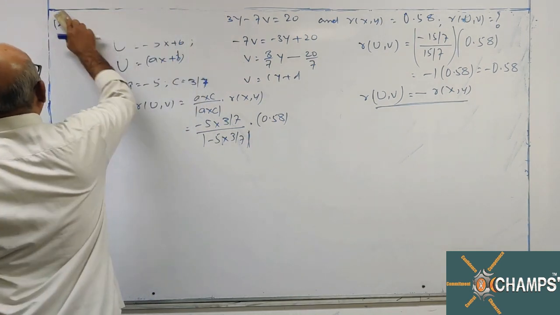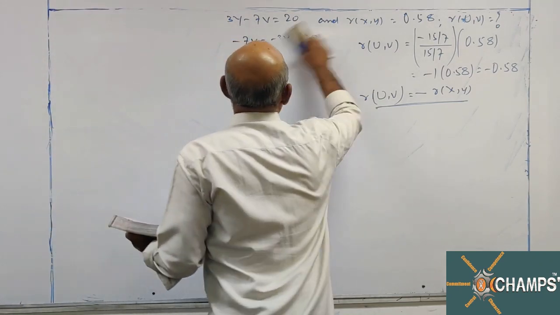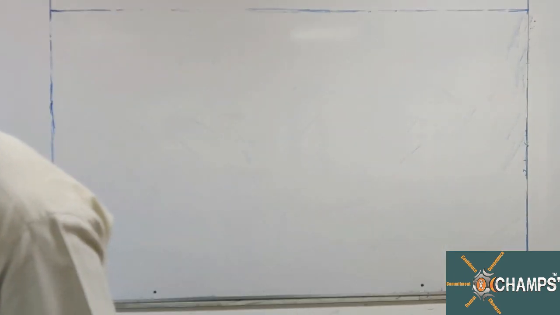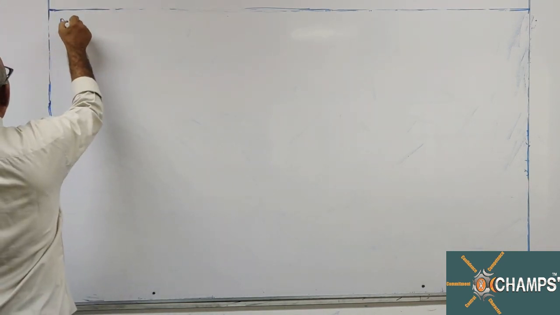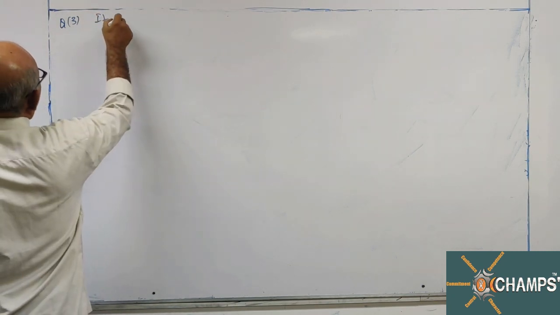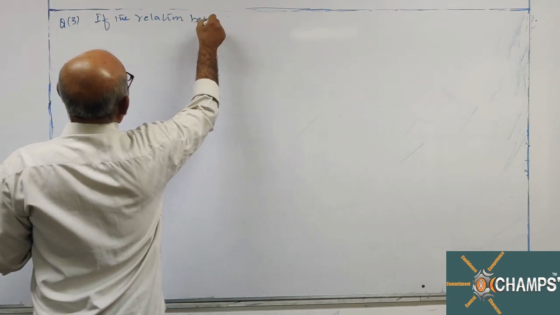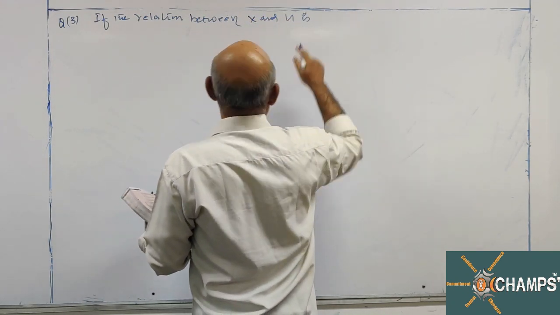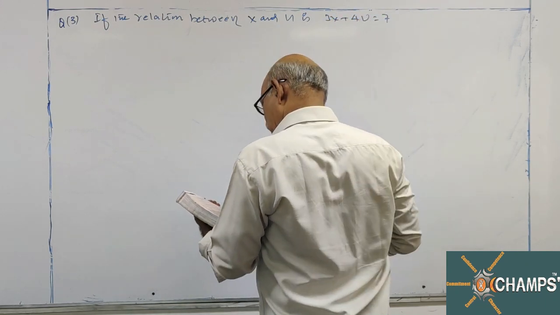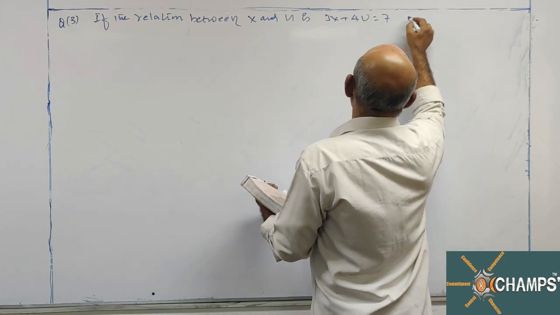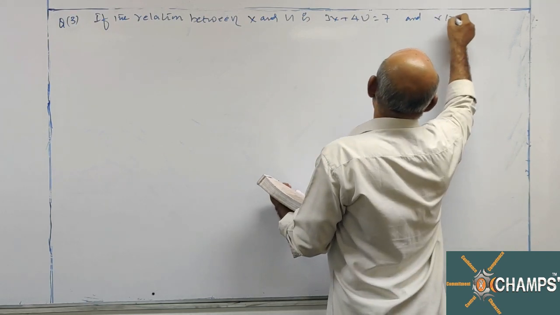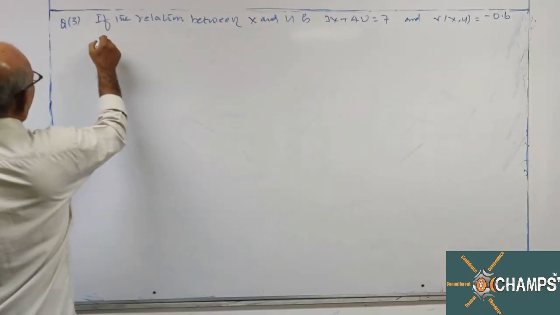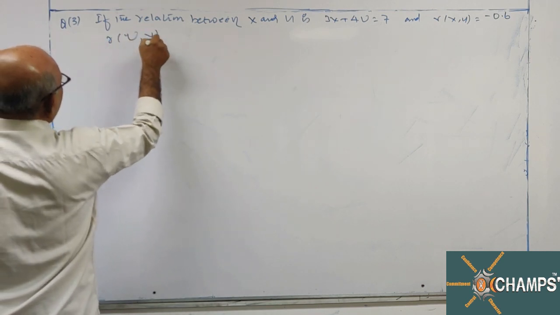Let's see the third question. If the relation between x and u is 3x plus 4u is equal to 7, and r of x comma y is equal to minus 0.6, r of u comma y is equal to question mark.